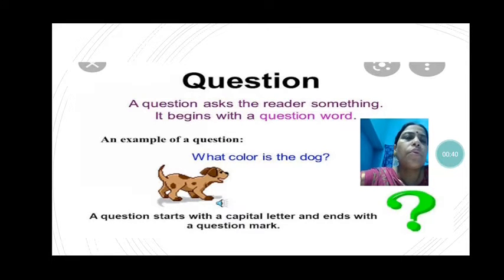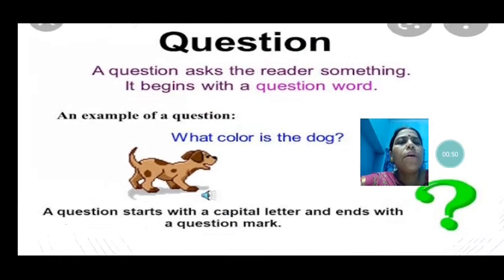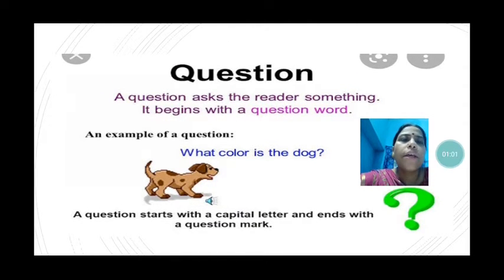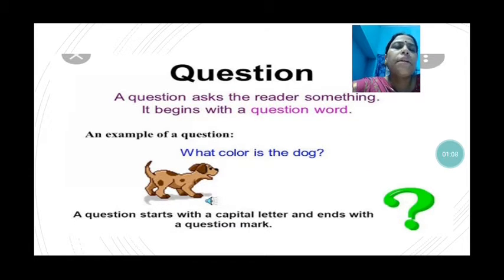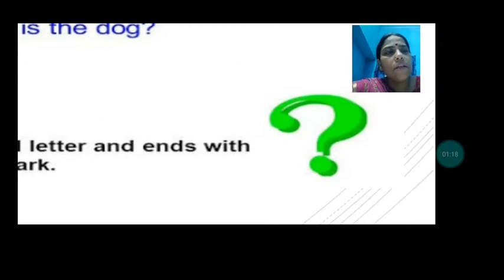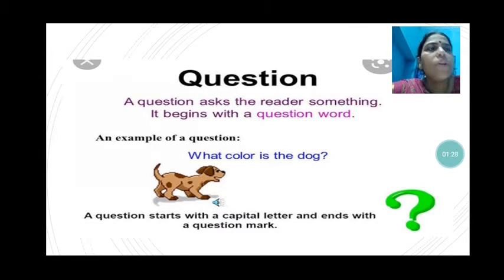Now see here an example of a question: What color is the dog? Now what is the question word in this? The question word is what. A question starts with a capital letter and ends with a question mark. So we know that a question is also a type of sentence, and the question sentence always starts with a capital letter. It will end with a question mark. This green part is the question mark, and that question mark is also called the mark of interrogation. Remember this.